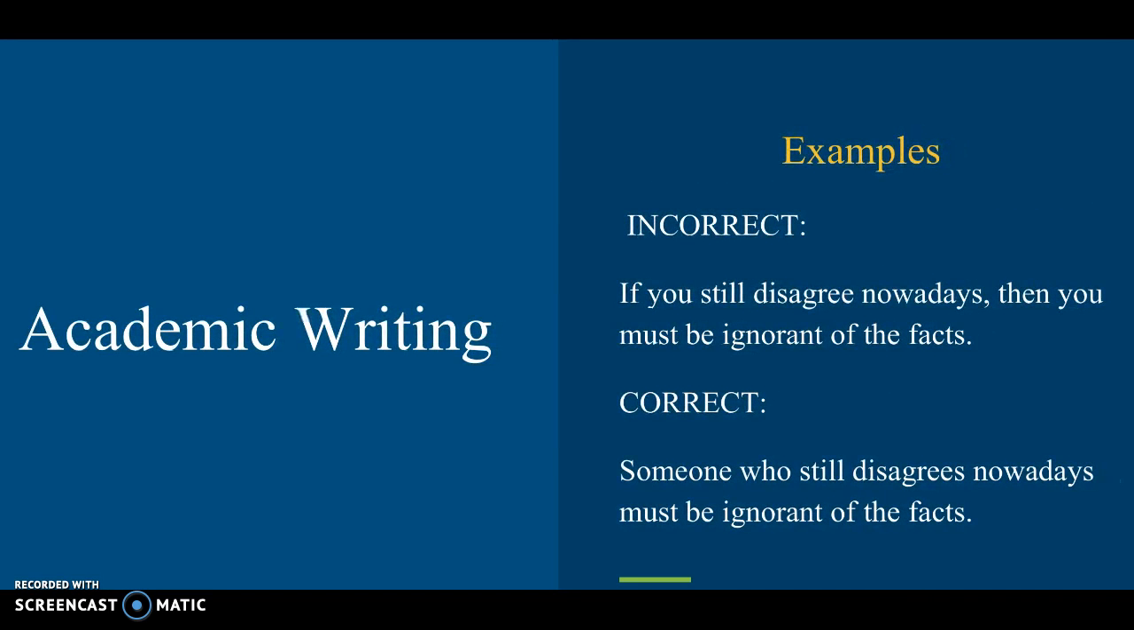An incorrect example of second person is, if you still disagree nowadays, then you must be ignorant of the facts. The correct way to write would be, someone who still disagrees nowadays must be ignorant of the facts.